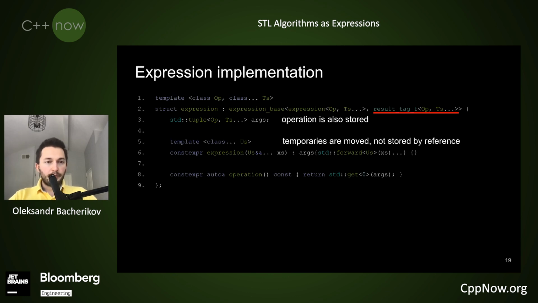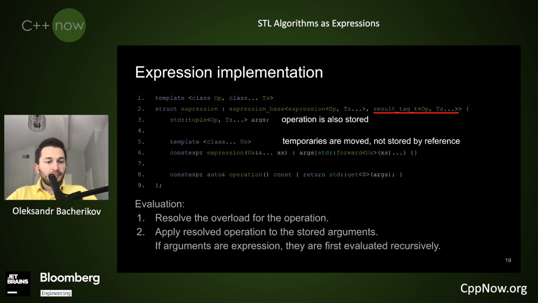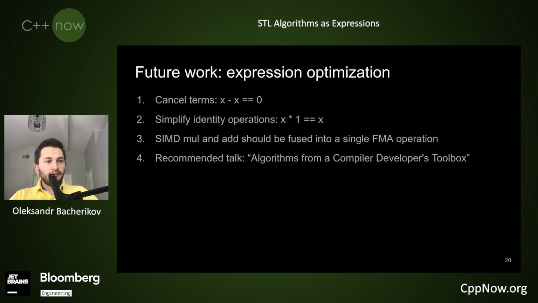And the most important operation for expressions is its evaluation. For that, all we need to do is first resolve the overload for the operation, similarly as I showed before. So from universal add to, for example, scalar add or ranges add. And after that, we just apply the resolved operation to the stored arguments. And since the arguments can be expressions themselves, well, before that, we of course need to evaluate them first. That's kind of all we need.